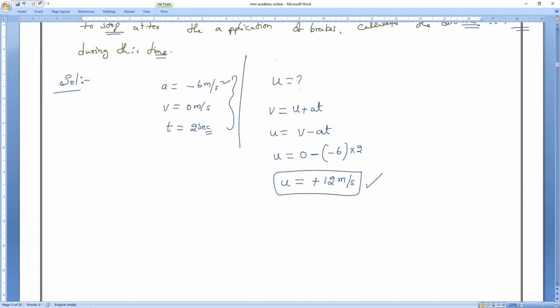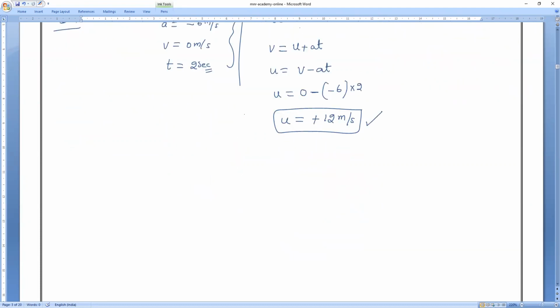Now you can apply the second equation or the third equation. Which is easy? The third equation. From the third equation, v square minus u square is equal to 2as. So s is equal to v square minus u square divided by 2a. Final velocity is 0, minus initial velocity 12, so minus 12 square.